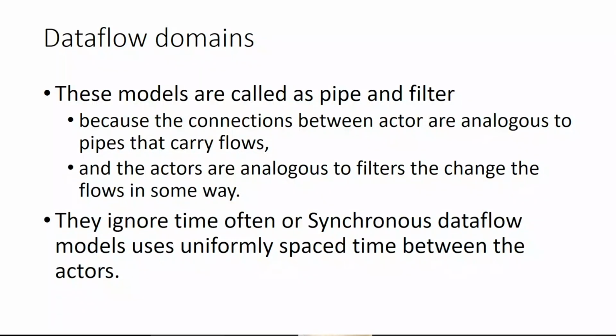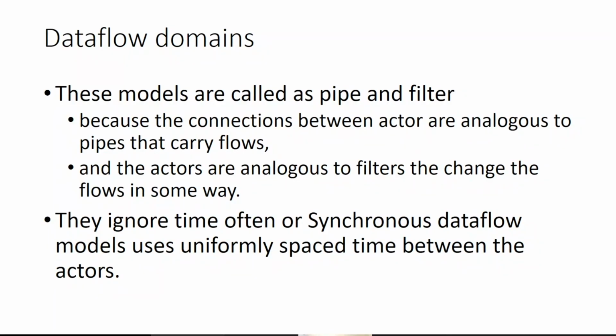Okay, so take an analog to digital converter. If the flow comes in analog format at the input, at the output it will be changed to digital format. If an unsampled signal comes into a sample and hold circuit, the sampled signal comes out of the sample and hold circuit. So all these things are actors of a system. Similarly here, the data flow domains have pipes and filters.